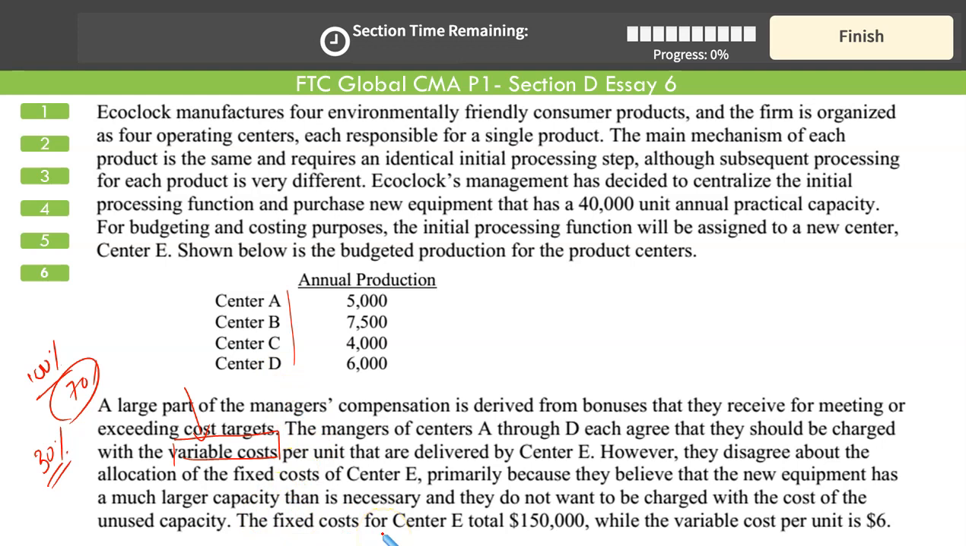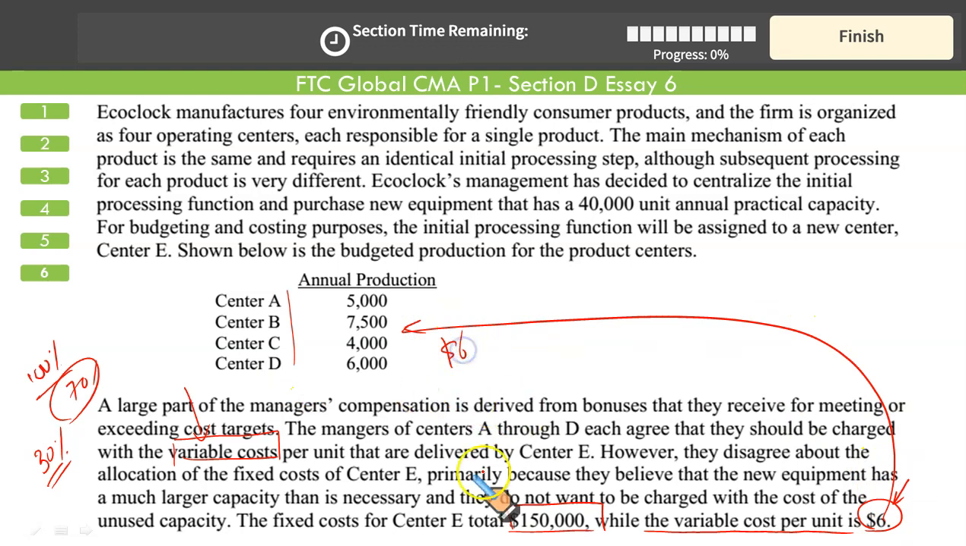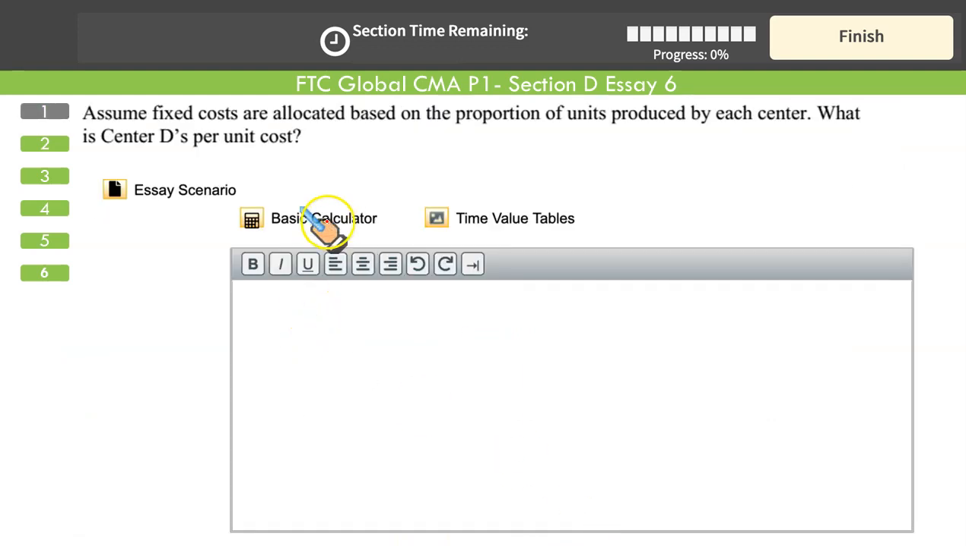The fixed cost for Center E total $150,000, while the variable cost per unit is $6. So the item that Center E makes, $6 is variable cost and $150,000 is the total fixed cost of Center E. These managers from A to D want to be charged only for the $6 cost, that's the variable cost in Center E. And this is the cost they're a little worried about. Okay, let's see question number 1. Assume fixed costs are allocated based on the proportion of units produced by each center. What is Center D's cost per unit?